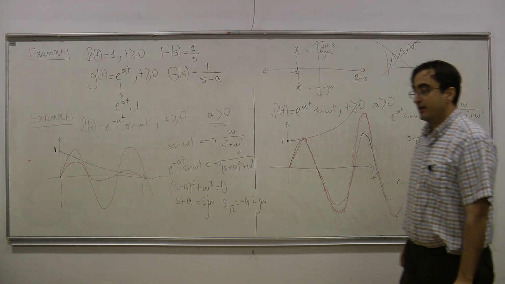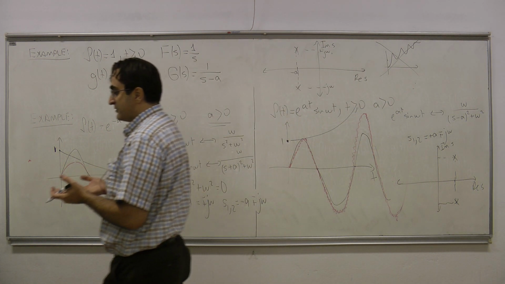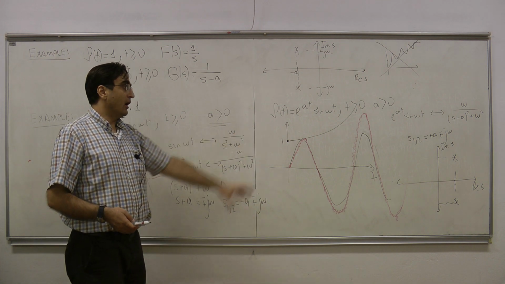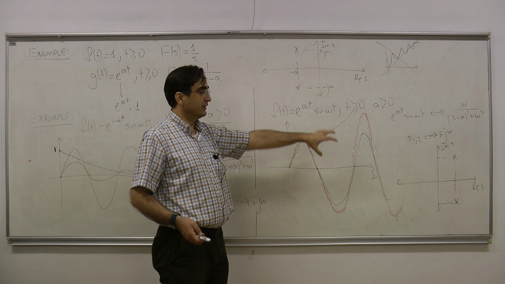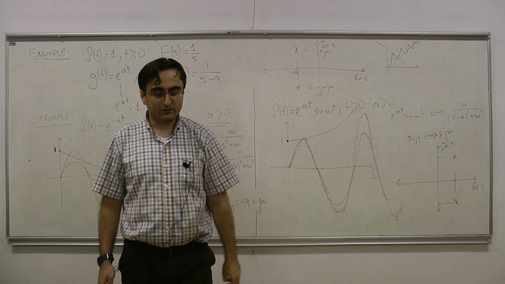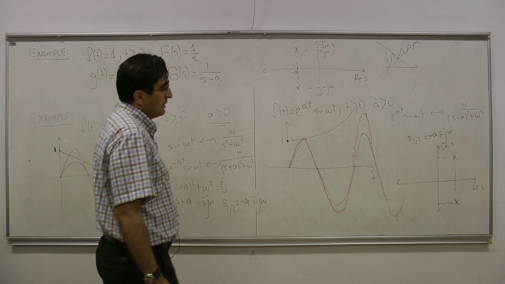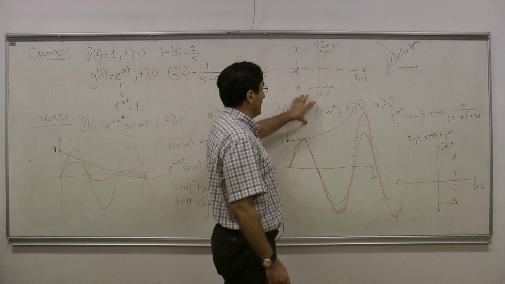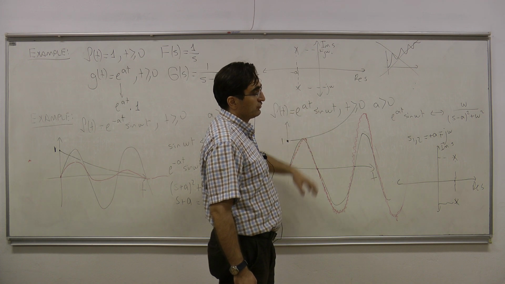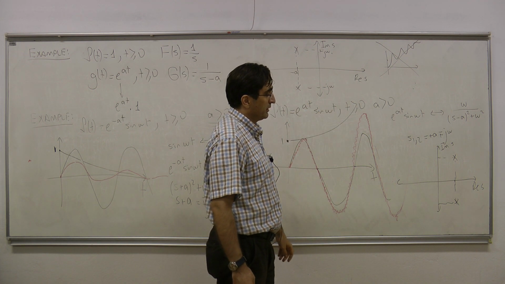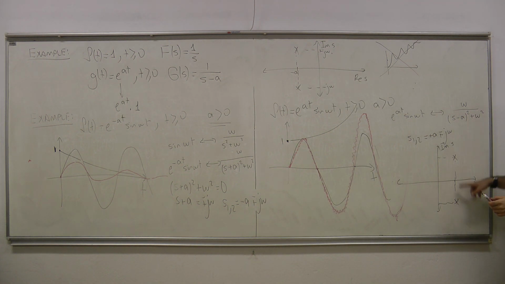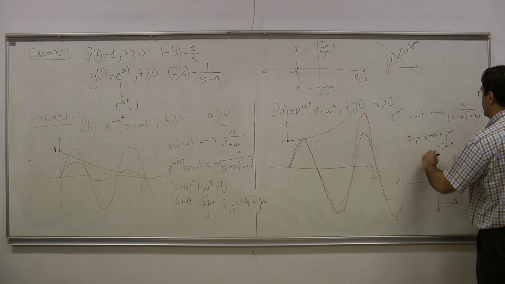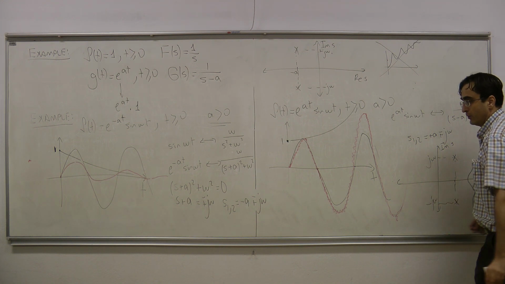Now they are in the right half plane. What does that mean? That means that I will have multiplicative growing exponentials here. I have a right half plane pole here, and that means that I have multiplicative growing exponentials. So these oscillations are going to be growing. And how do I know that there are oscillations? Because there are poles with non-zero imaginary parts. This is j omega, and this is minus j omega.